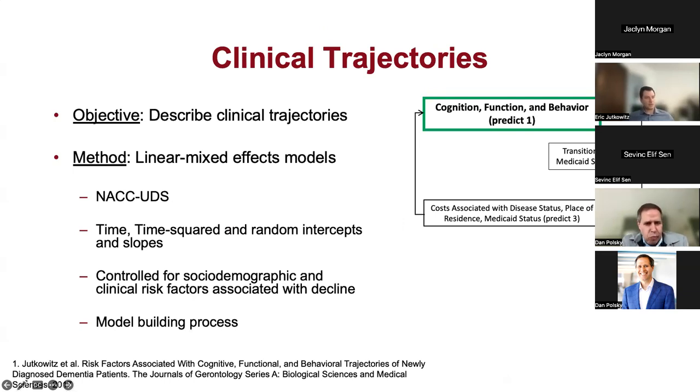So for our clinical trajectories, what we want to do is describe how cognition, function, and behavior change over time from diagnosis to death. We used linear mixed effects models with our NAC data. We included terms for time squared. We had random intercepts, random slopes, and we included a number of sociodemographic and clinical risk factors that could also be associated with decline. We published those results just on the clinical trajectories in the Journals of Gerontology Series A in about 2017, I think it came out.